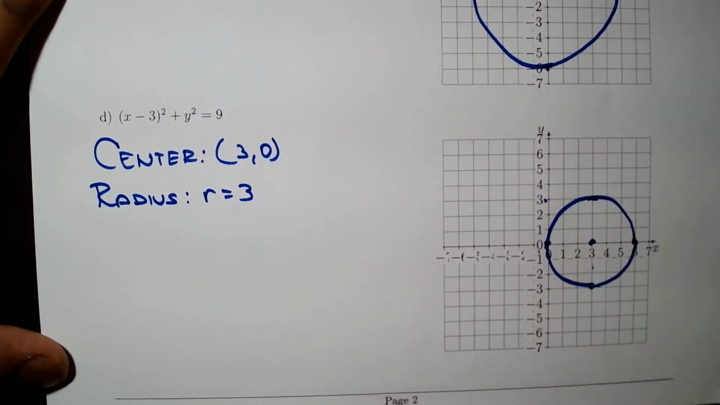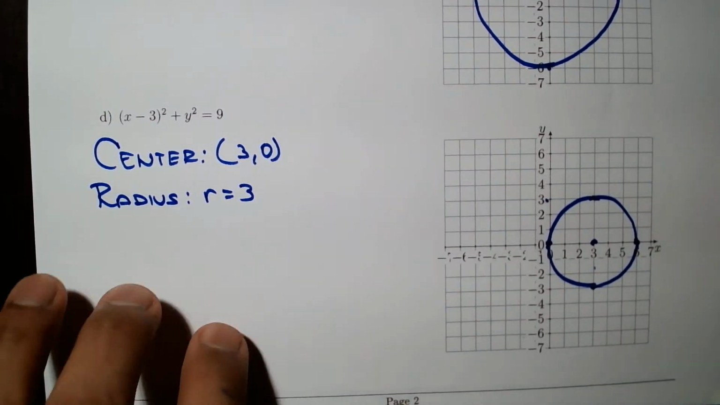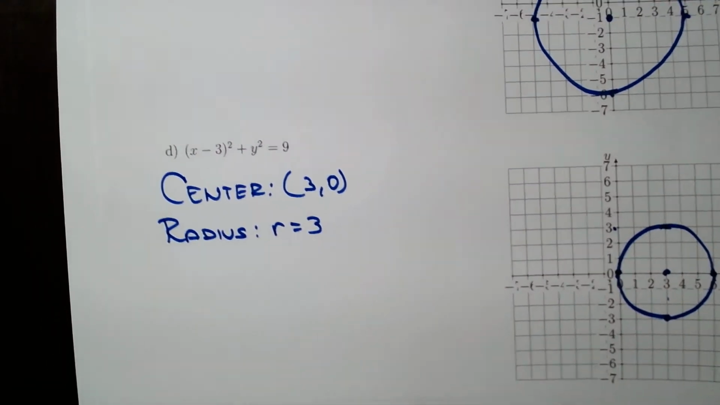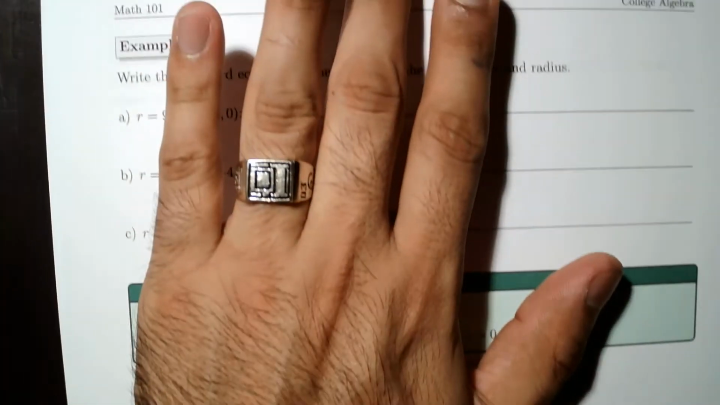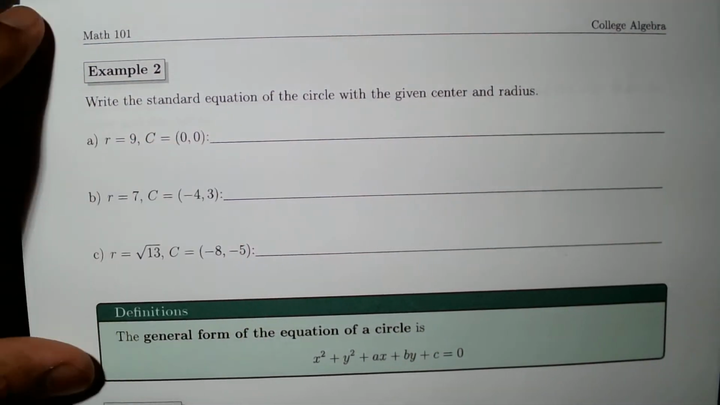And draw our circle. Okay. Now we're going to do the opposite. Now we are going to be given the information and we are going to write the equation.